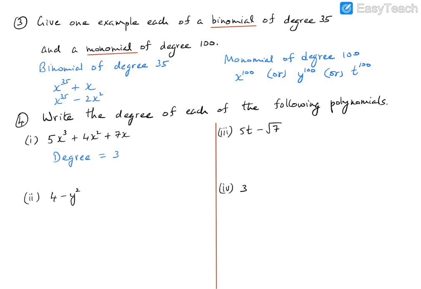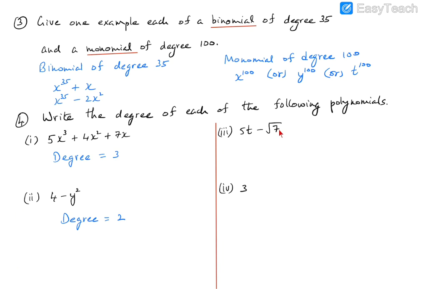Okay, now let's look at the second expression, the second polynomial. We have a polynomial in the variable y, and the highest power of the variable is 2. So therefore the degree of this polynomial is going to be 2. y squared is the only term with the variable, so the highest power for the variable is 2, therefore the degree of this polynomial is 2. So let's write that down. Degree equals 2.